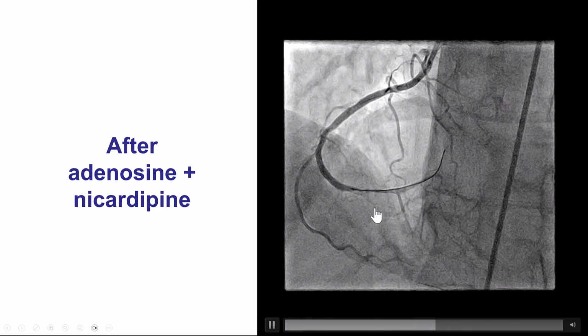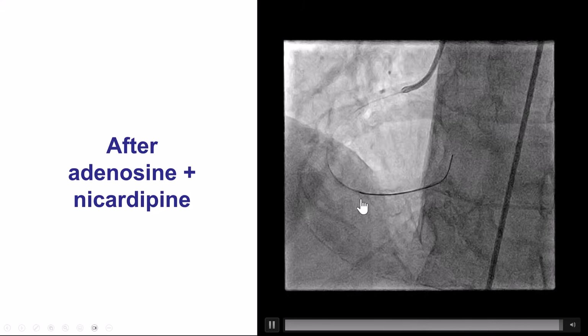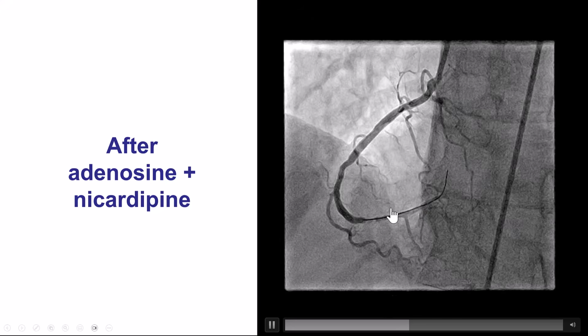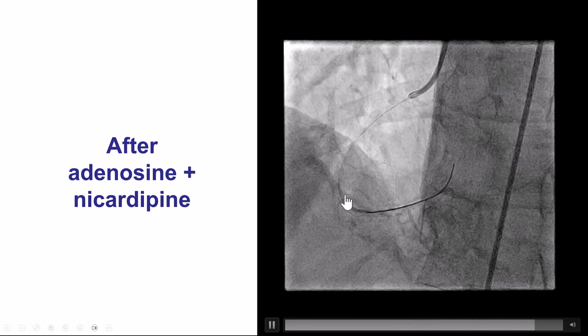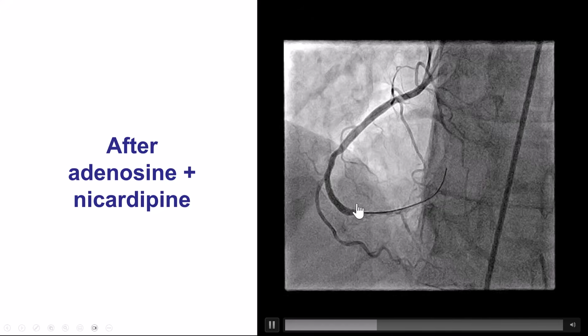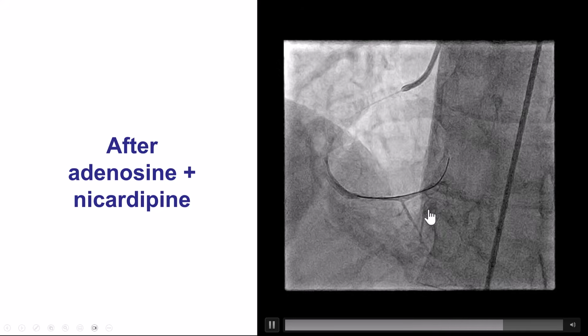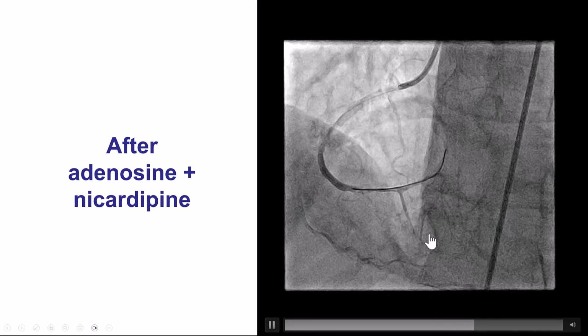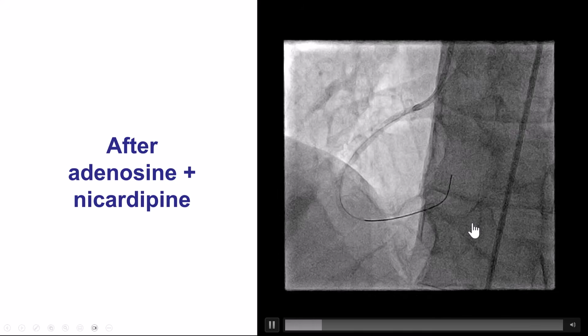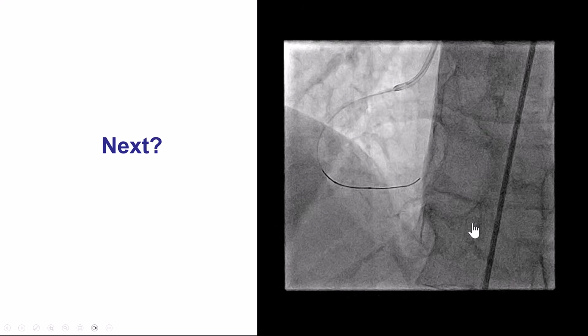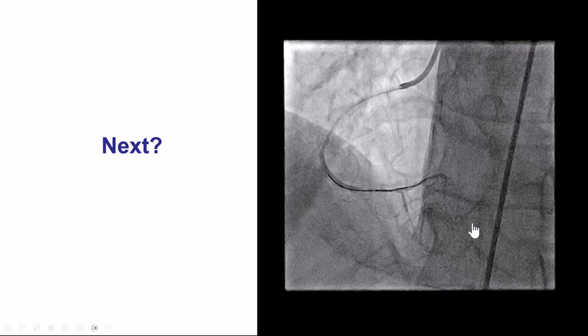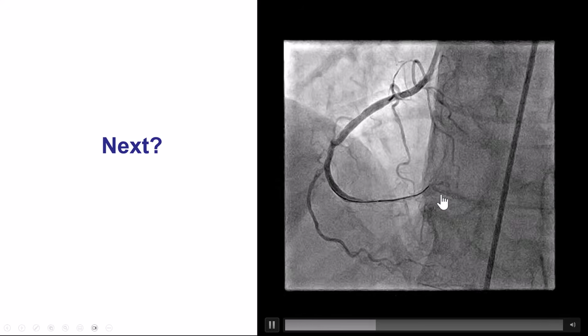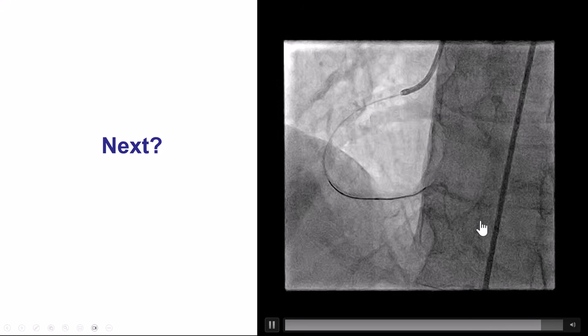And after giving those medications, we gave them through the Penumbra aspiration catheter. The Penumbra aspiration catheter is for aspiration, but works also as a dual lumen microcatheter. And after giving those vasodilators, we do see some better flow into the PDA as well as to the right posterolateral. Still, there are some branches missing. For example, one of the branches of the right posterolateral is occluded.